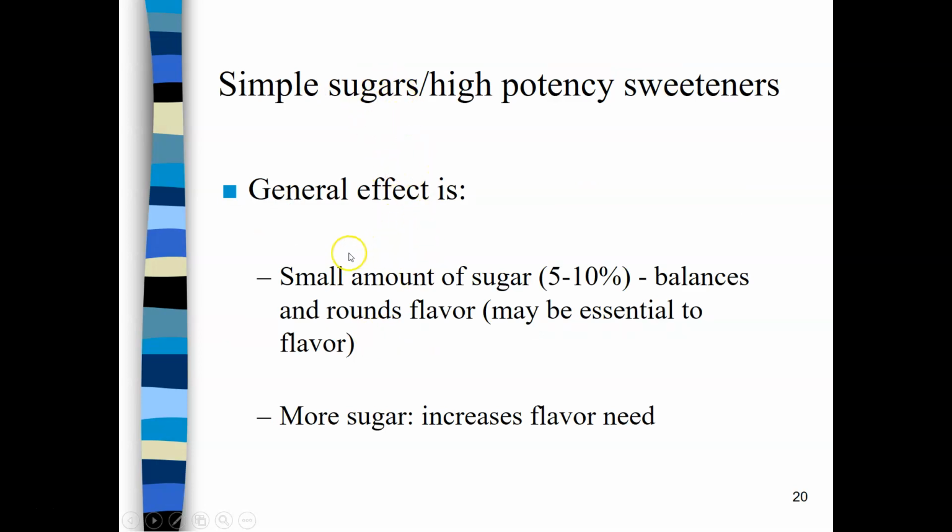So if we start off with simple sugars, a small amount of sugar, 5 to 10% sugar in a beverage, kind of balances, rounds out, completes the flavor. It may be necessary. When we think about fruits and all fruit flavors, they're typically sweet. If we would simply give someone just the flavor, the aroma, without sugar, and oftentimes without tartness, it wouldn't be right. So some sugar helps us, completes what our brain expects.